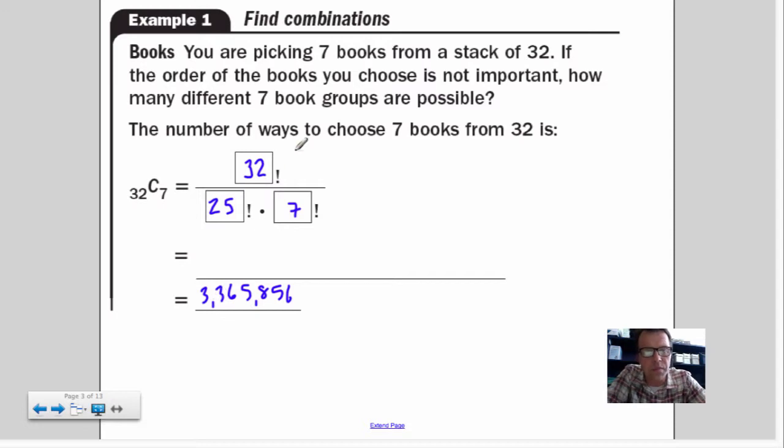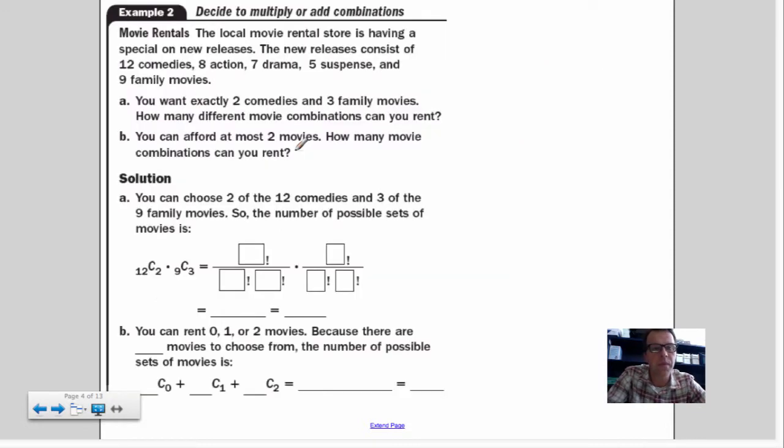And again, just don't want to say it again. There are 32 books. You pick 7, and it doesn't matter the order in which you pick them or how you hold the books or how you read the books. Just how many different combinations would you get? Nice job. So here we go.